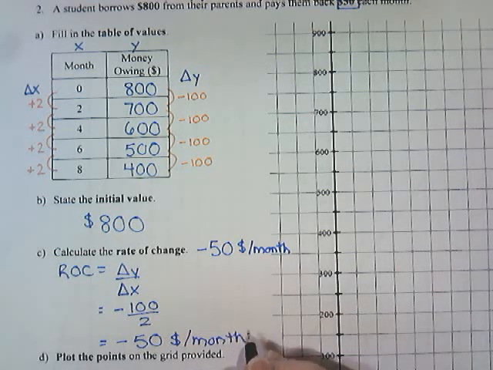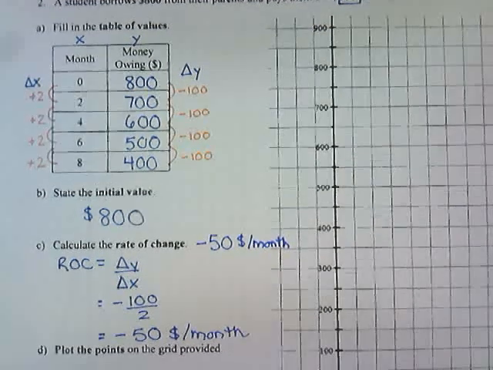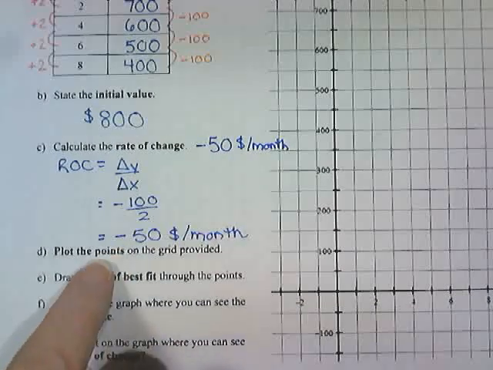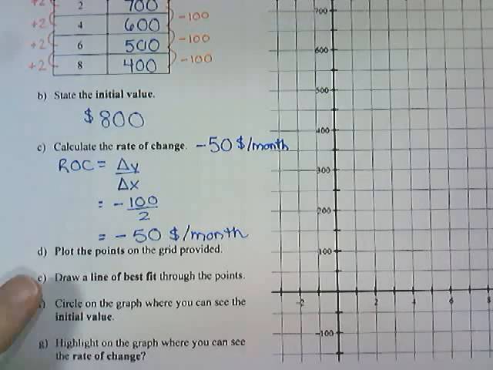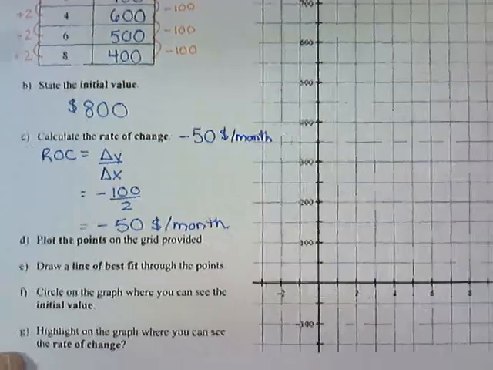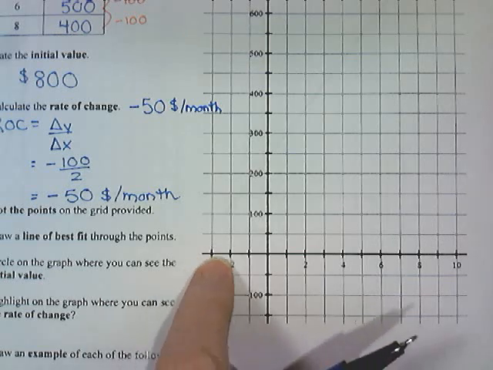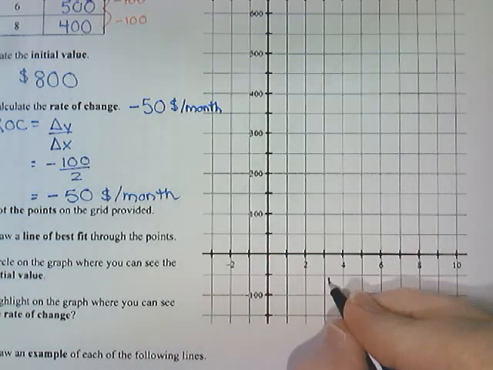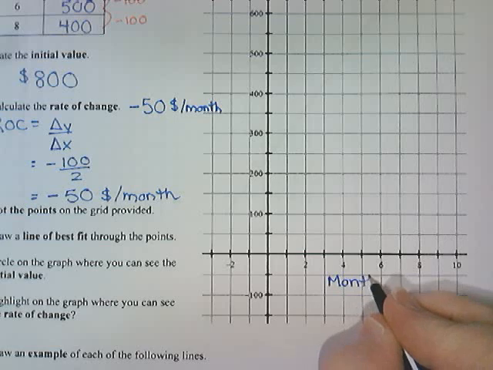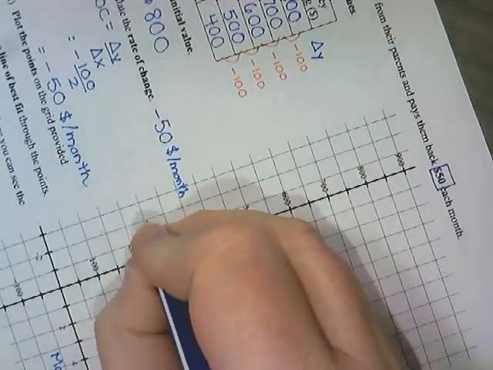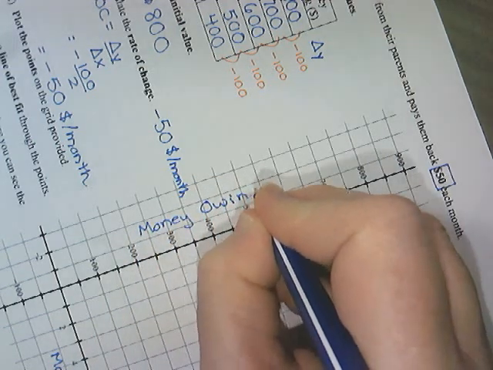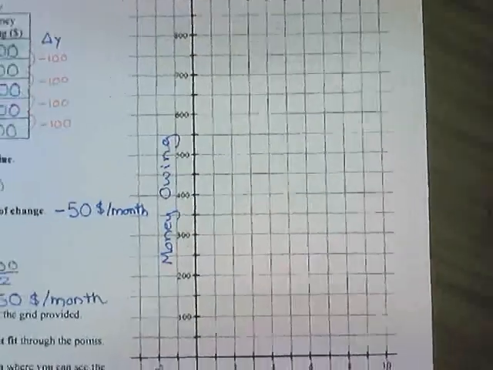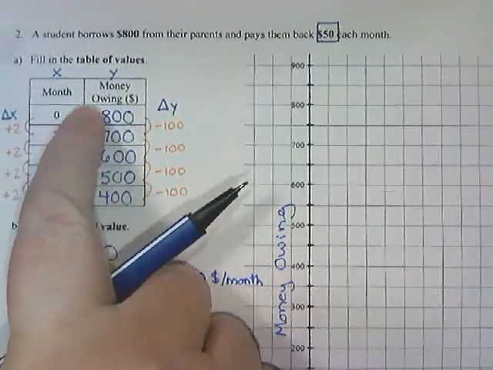But like I said, we could just have pulled that out of the description. We did not actually need to calculate it, but it asked us to calculate it in the question, which was good practice. All right, plot the points on the grid provided. So looking at my grid, the x-axis should be the month. And my y-axis should be the money owing. Right, I know that because of the titles that are here.